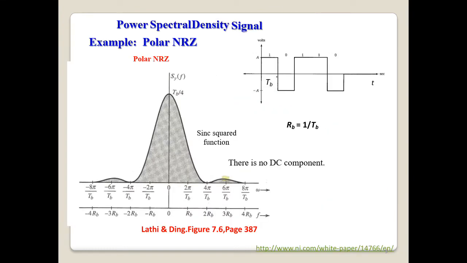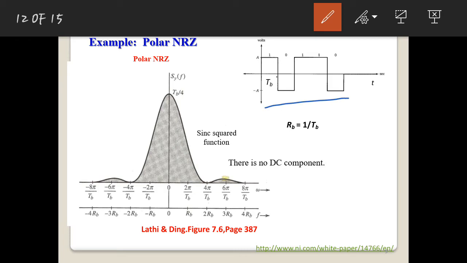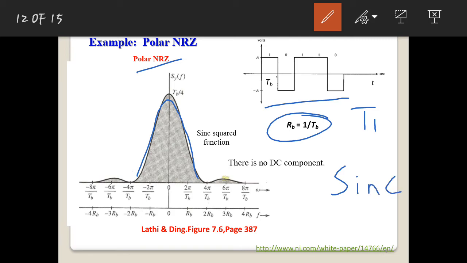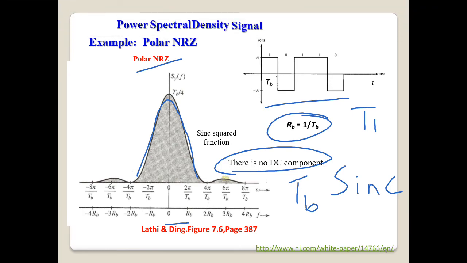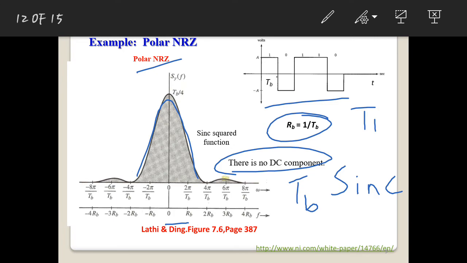How to represent the polar spectral density? Now, you know it is a rectangular pulse with a time period TB, and it's NRZ. You will have it as a sinc function, therefore the rectangular pulse is converted into sinc. What is the time period? It is only TB. This is how you have it. There is no DC component present in polar NRZ. And what is the bit rate? The bit rate is going to be RB.